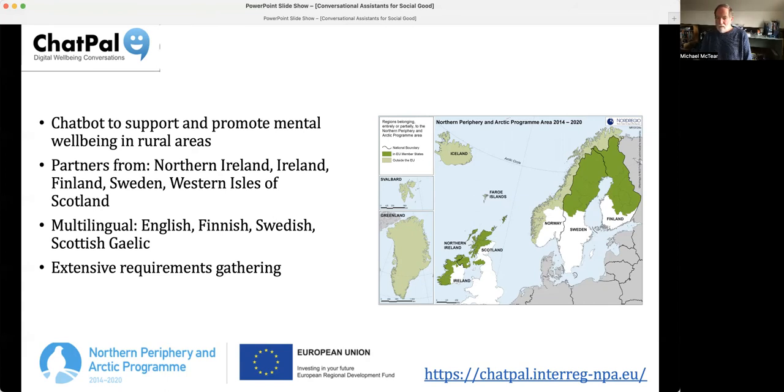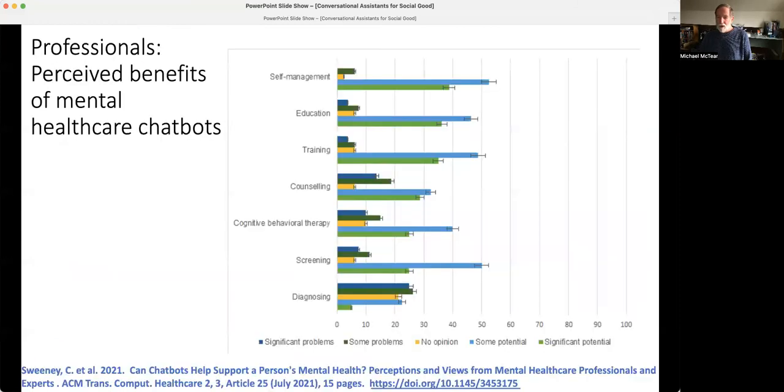We engaged in very extensive requirements gathering in the first part of the project in order to determine whether a chatbot would be useful for people with mental health problems, and what sort of chatbot would be required. So, for example, the professionals indicated a variety of different aspects, so that it might help in self-management of problems. It might provide an education possibility, training, counseling, cognitive behavior therapy, screening, and diagnosis.